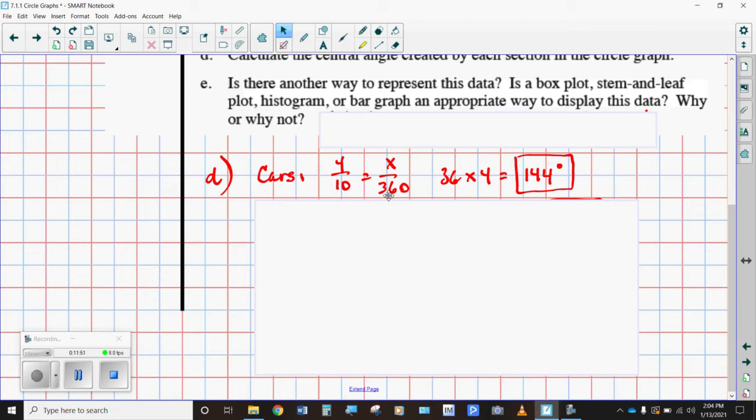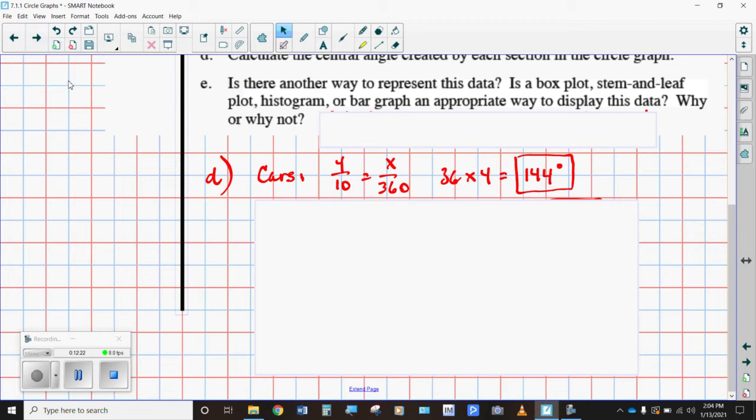Since an entire circle, the whole circle, represents 360 degrees, then the number of degrees for our wedge, for our central angle, will be equal to x out of 360. So 4 out of 10 is equivalent to some number of degrees out of 360. And I'm looking at this thinking, well, the giant one would be 36, right? Because 10 times 36 is 360. So x has to be whatever 4 times 36 is. And it turns out that is equal to 144 degrees.